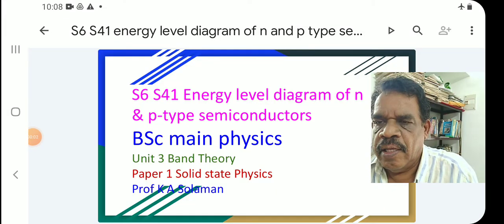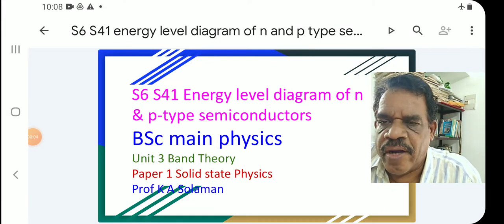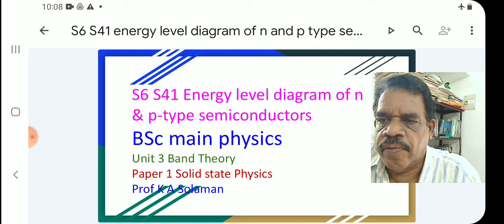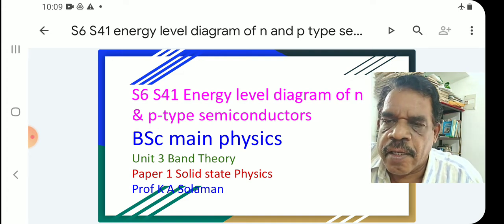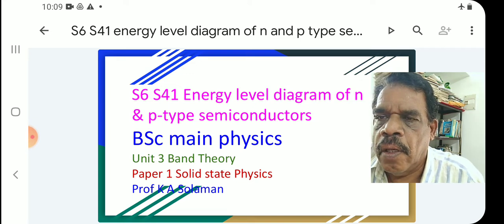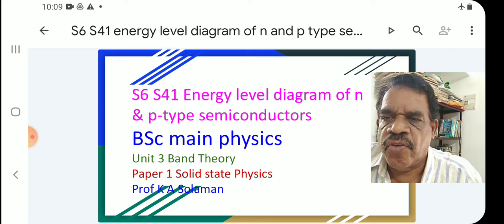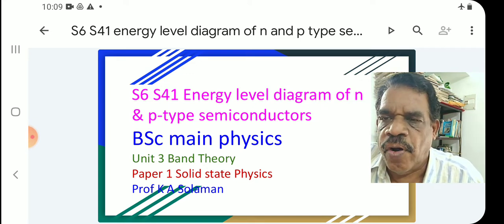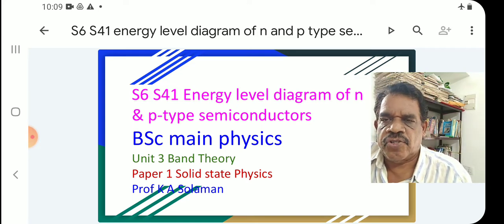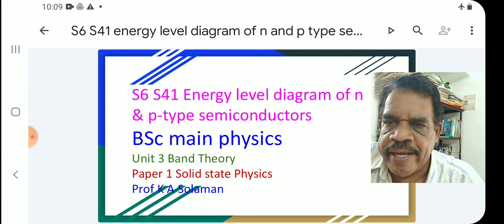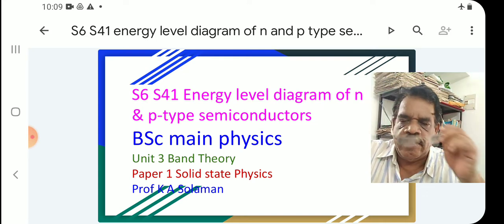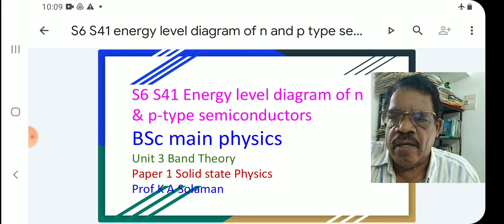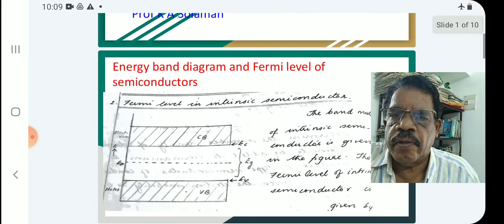Physics, Semester 6, Paper 1, Solid State Physics, Unit 3, Band Theory, we continue. Today it is class number S41, Energy Level Diagram of N and P-type semiconductors. This is class number 41, Semester 6, Paper 1, Solid State Physics.